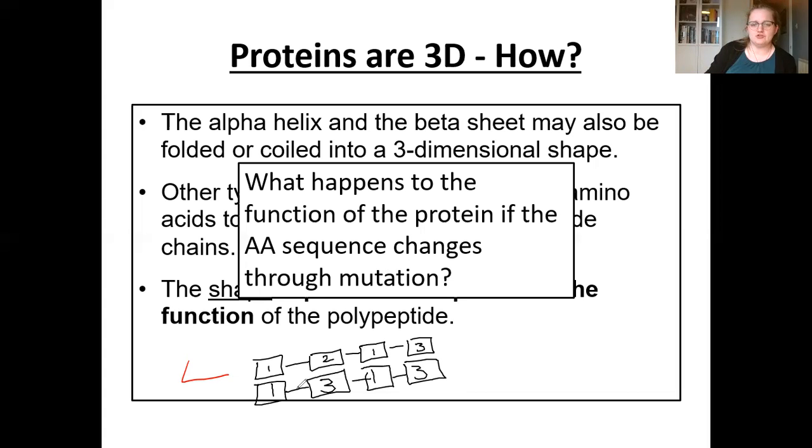if just the folding in 3 changes, just swapping from 2 to 3 might have made this be an alpha helix, and then this one becomes a beta pleated. I'm sort of simplifying it there, but to make a point that we can then change it completely, which then just makes the whole function of that protein change or actually not work at all. So mutations in proteins are really, really major.